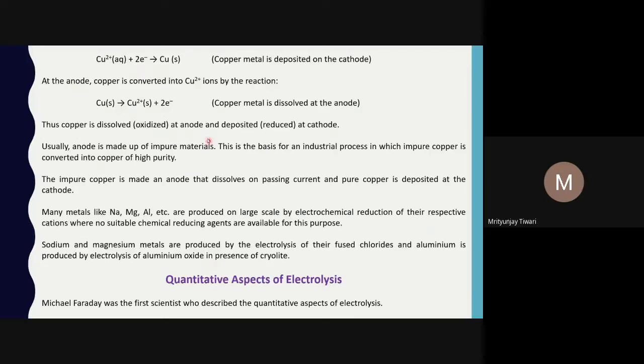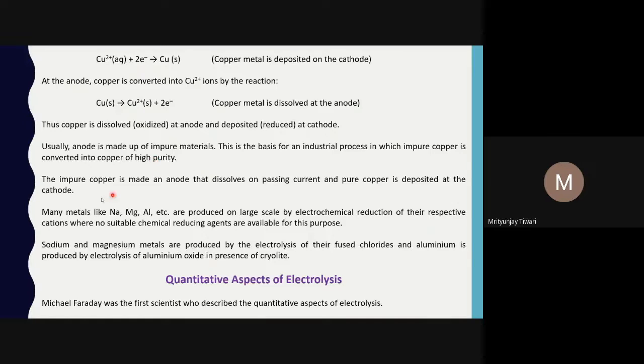Usually the anode is made up of impure materials, and this I have explained. This is the basis for an industrial process in which impure copper is converted into copper of high purity, more than 99.99% purity. So the impure copper is made an anode that dissolves on passing current, and pure copper is deposited at the cathode. See how simple and elegant an idea people have devised for purifying metals using electrolysis.